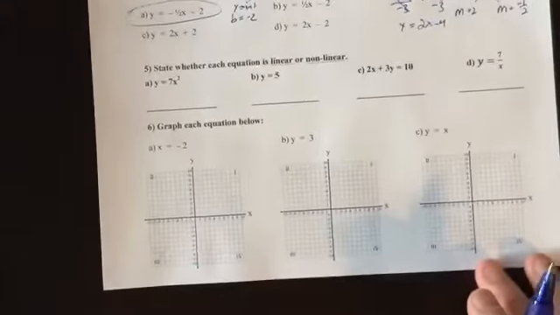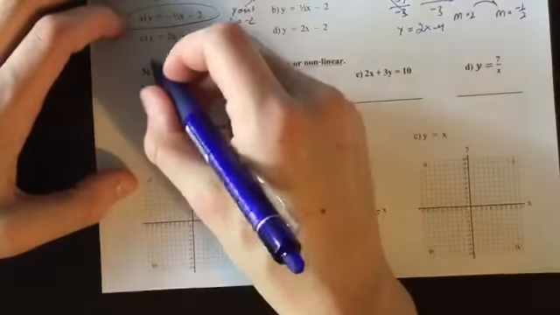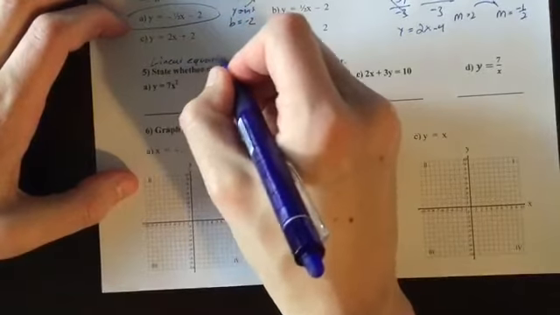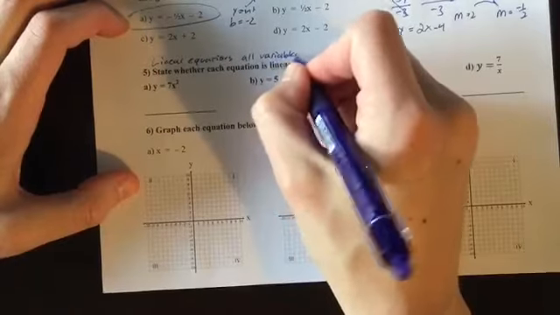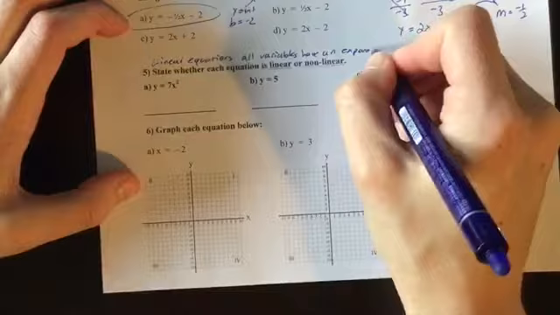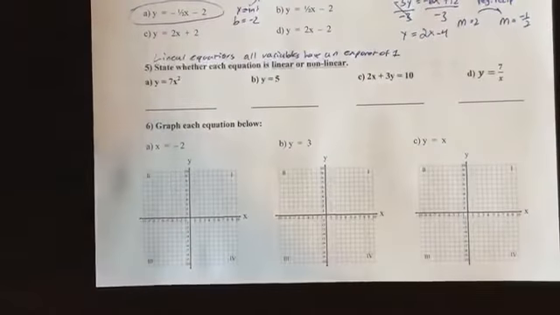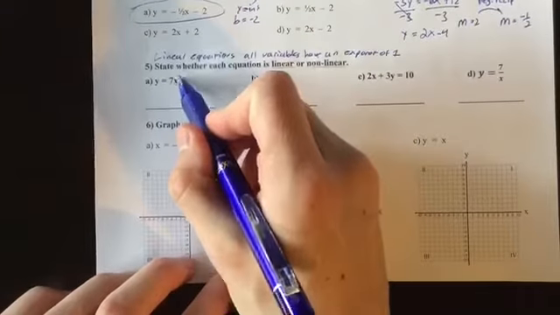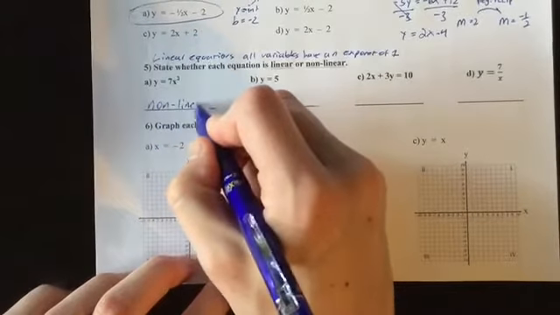On number 5, state whether each equation is linear or nonlinear. We want to remember linear equations, all variables have an exponent of 1. And I'm sorry, the ice cream truck's going by, so you might be able to hear the ice cream truck through these videos. y equals 7x squared, exponent other than 1, so that's going to be nonlinear.